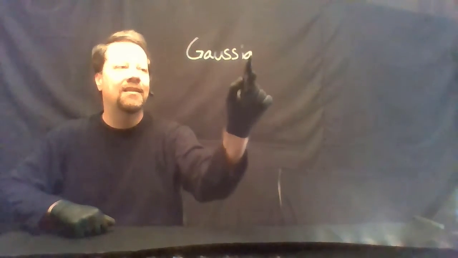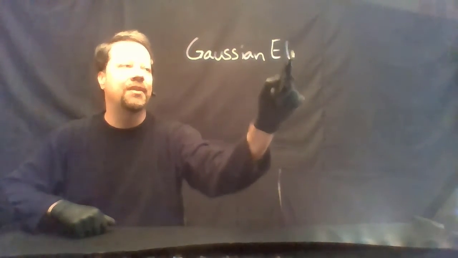Now we're going to review a method for solving linear systems of equations that you've already studied. You know this. But we are going to understand this at a deeper level than you've understood this method before. It's called Gaussian Elimination.